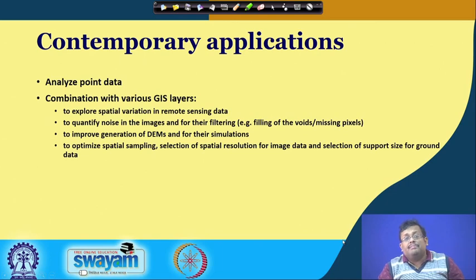So, what are the contemporary applications of geostatistics? Obviously, to analyze the point data in combination with various GIS layers to explore the spatial variation in remote sensing data. Secondly, to identify noise in the image and for their filtering. Then third is to improve the generation of digital elevation models and for their simulations. And fourth is to optimize the spatial sampling, selection and or spatial resolution for image data and selection of support size for ground data.